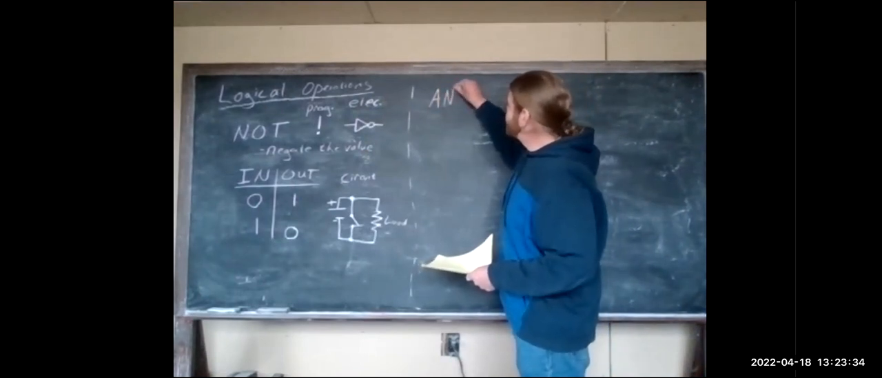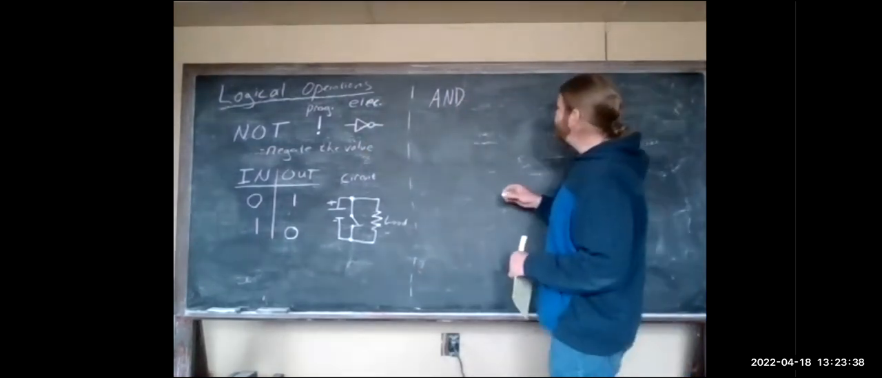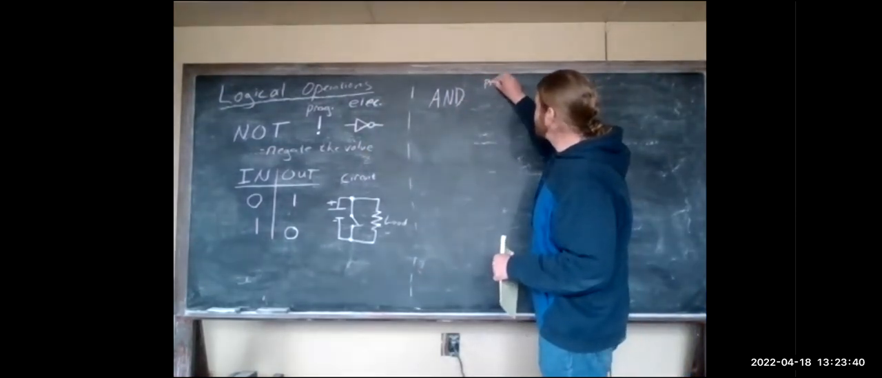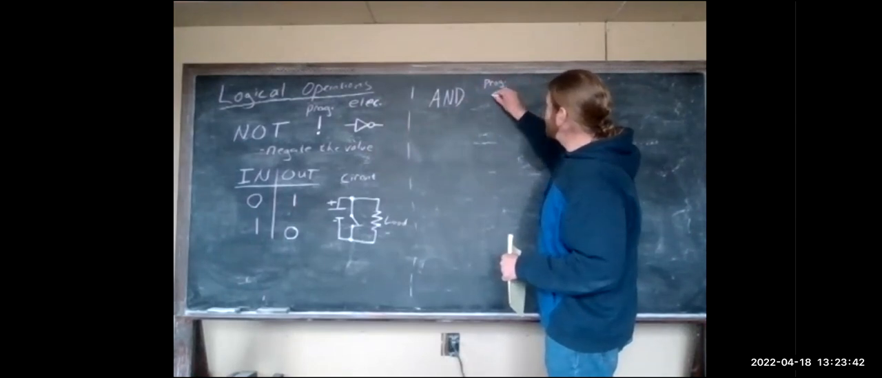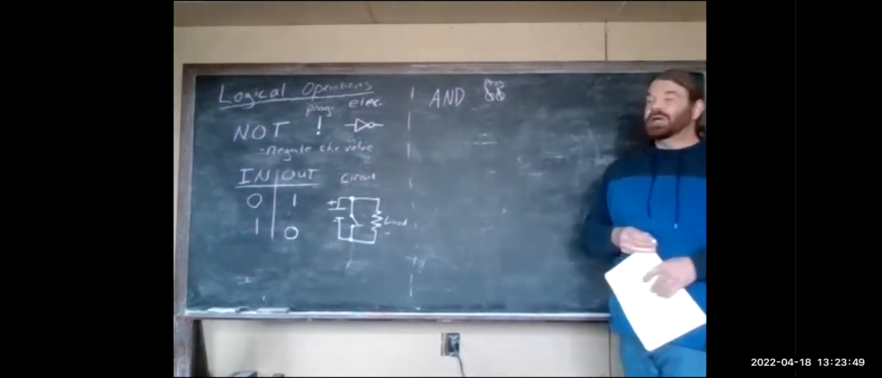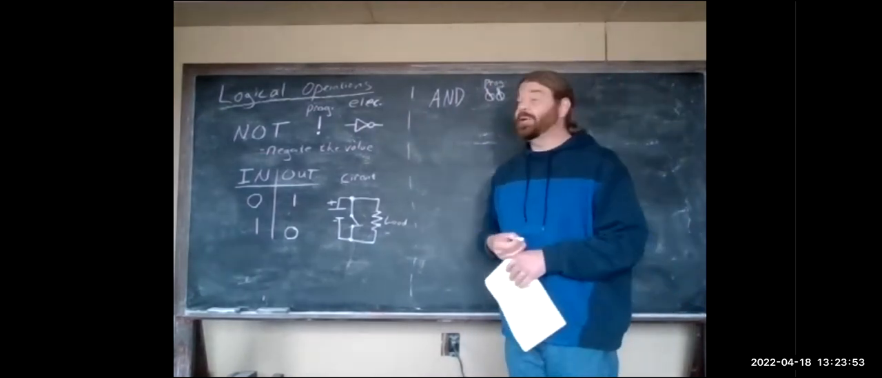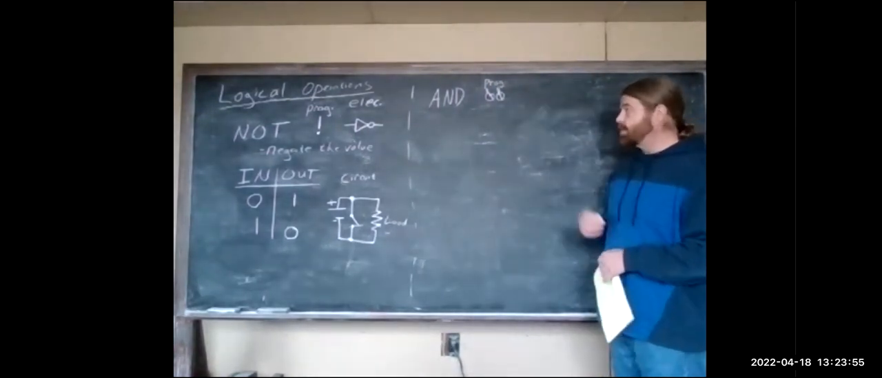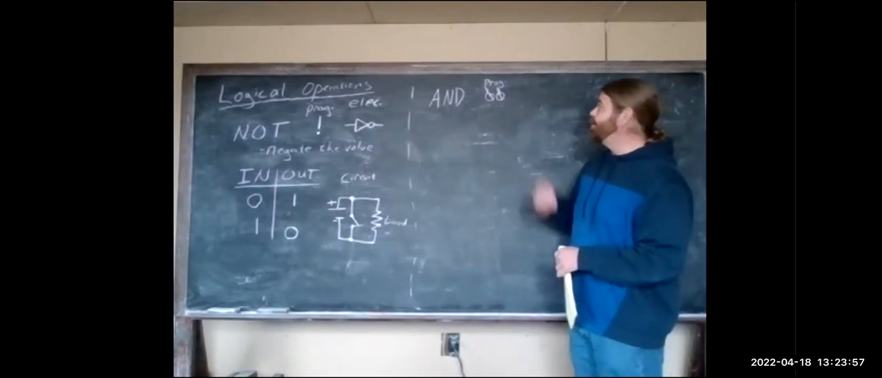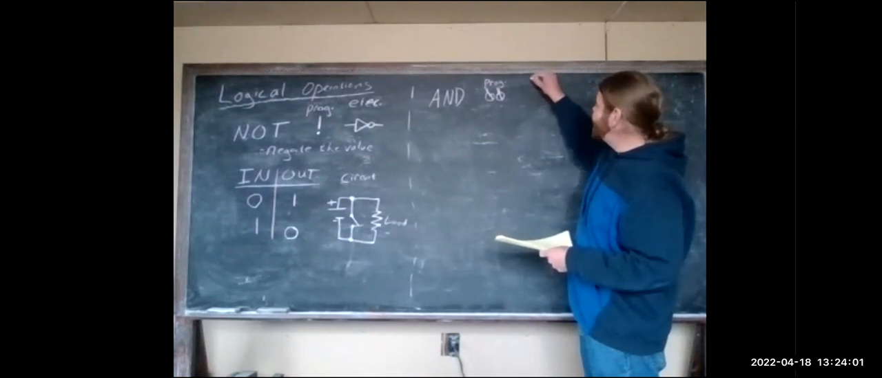Our next logical operation is AND. Typically in programming, the most common symbol to use for this is two ampersands. We also have one ampersand, which represents bitwise programming. I'll talk about the difference between this one and bitwise here in just a second. So programming, use that.